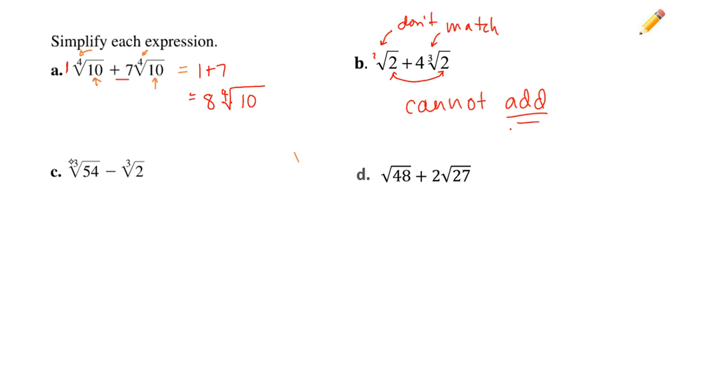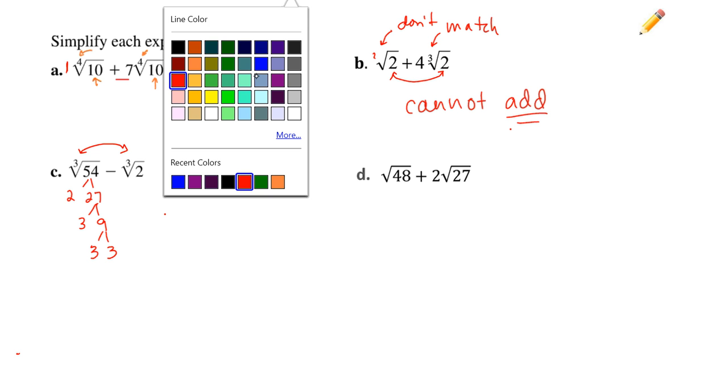All right, this one, cube root of 54 minus cube root of 2. They don't match. The indexes are good, but the numbers underneath don't match. So we're going to try breaking this guy down and seeing if something will come out so that they do match.